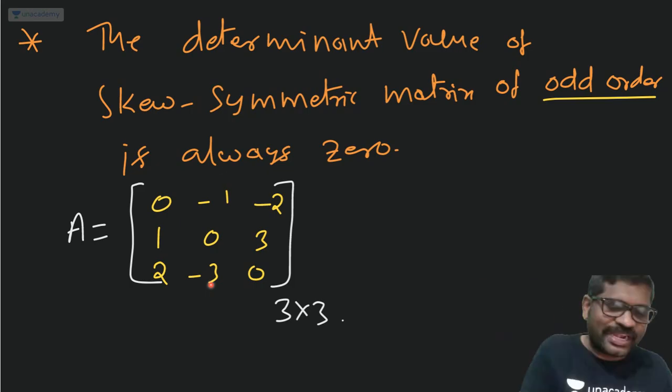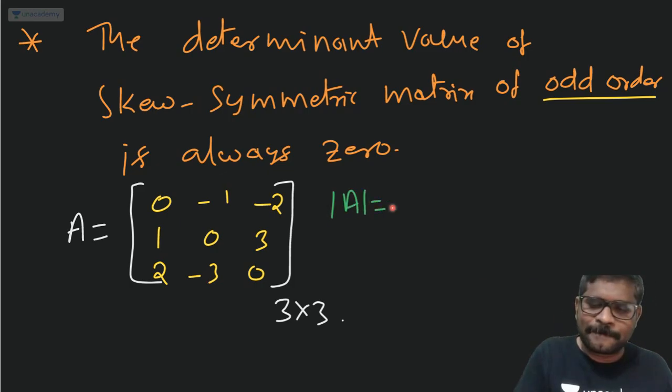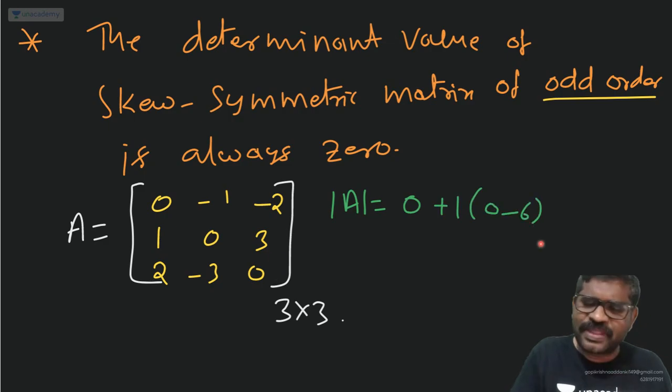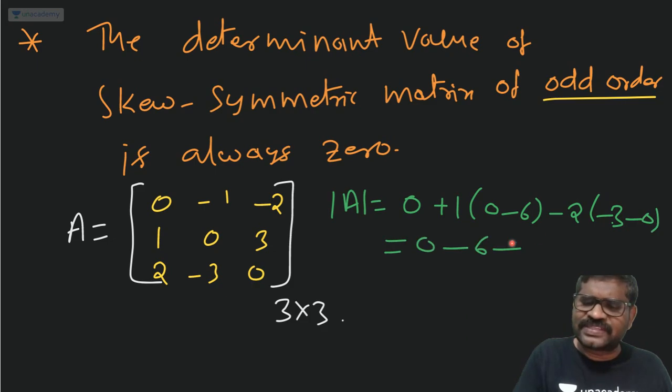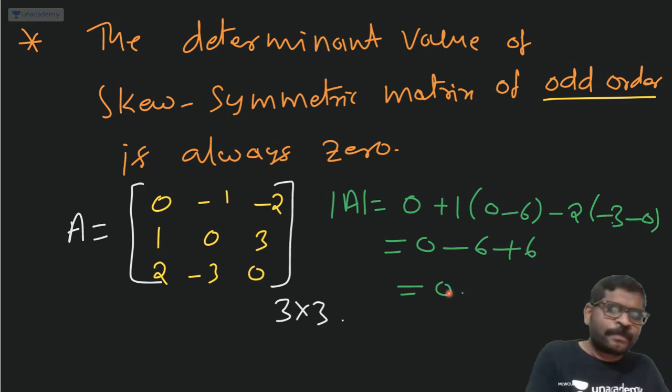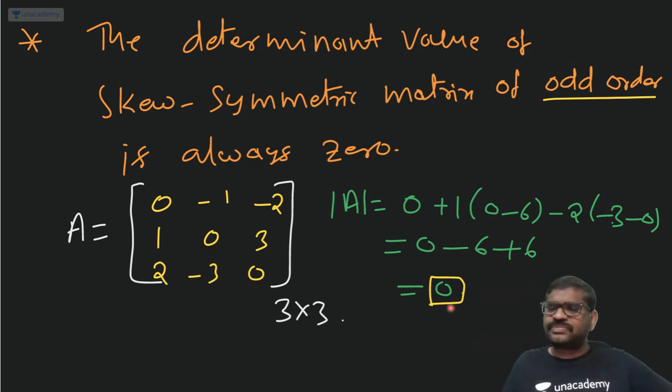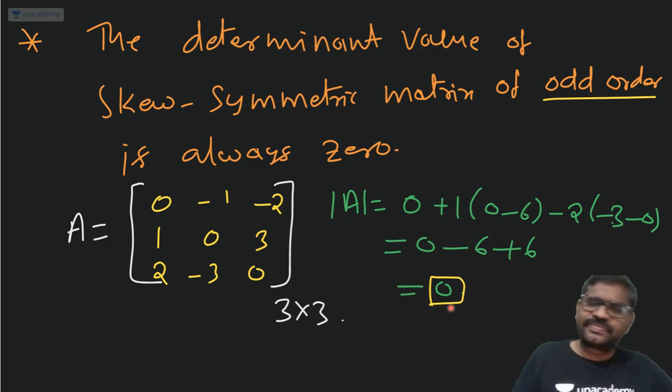Now, det A equals 0 plus 1 of 0 minus 6, minus 2 of minus 3 minus 0. That is 0 minus 6 plus 6, which is 0. Det A equal to 0. Next.